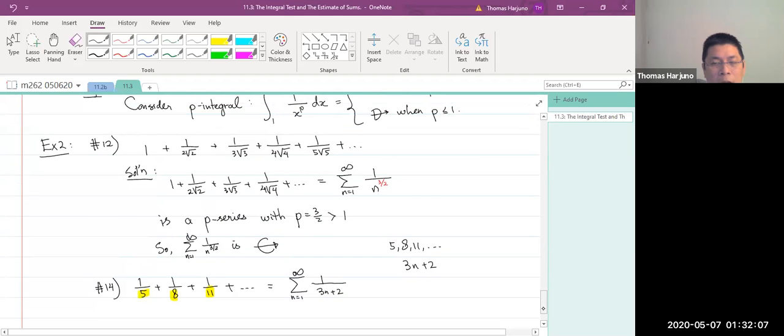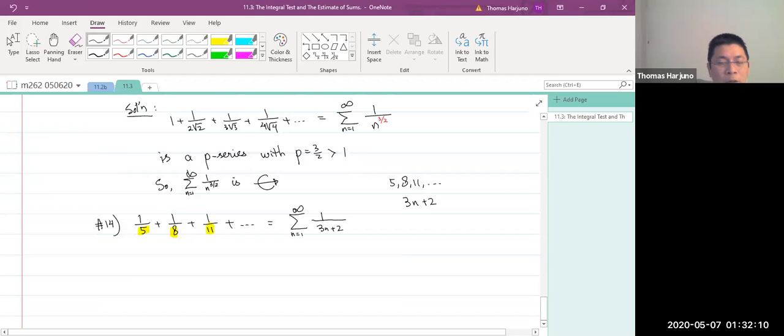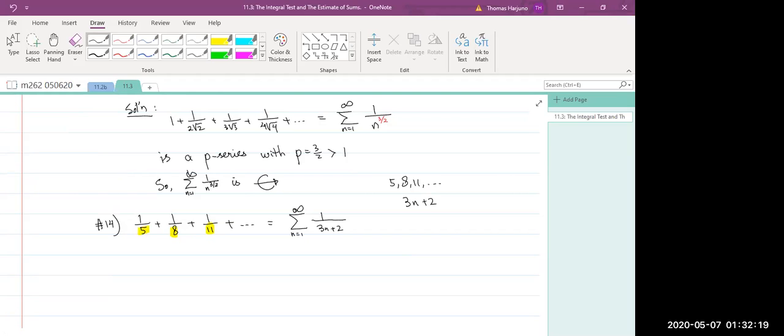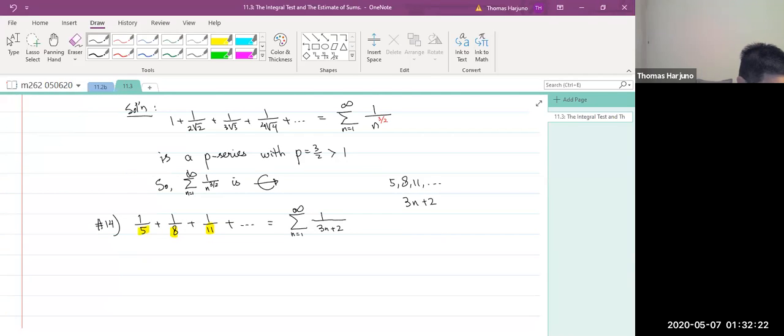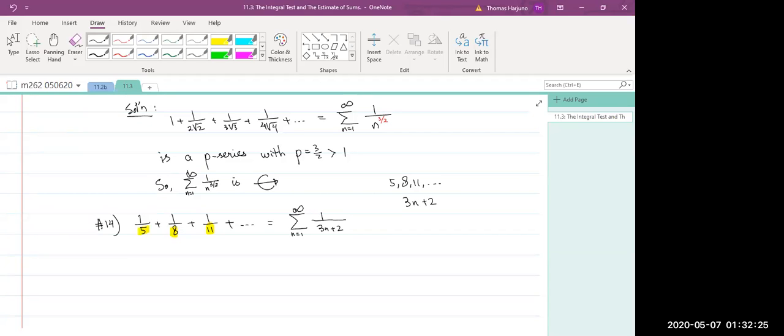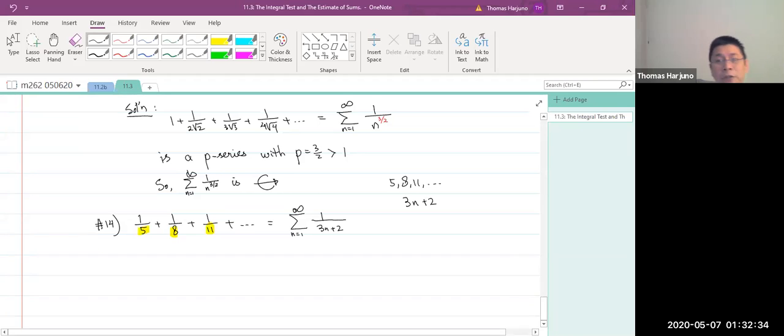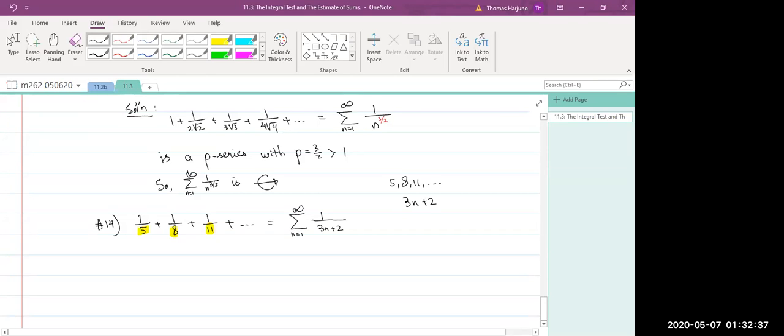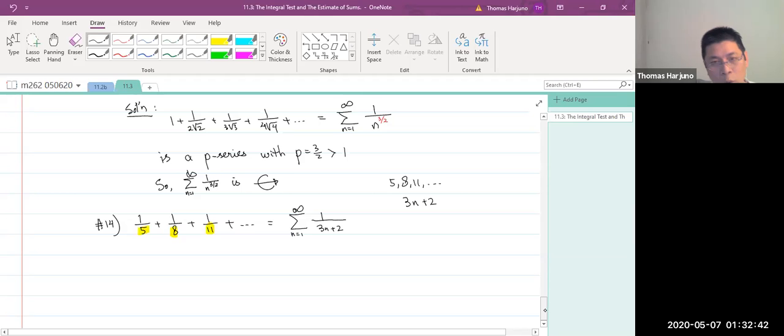Now, do you think this is convergent or divergent? You need to make that decision early. I'd say convergent. Let me think about it more. It's actually divergent. Consider n going to infinity: n goes to infinity, and 3n plus 2 also goes to infinity, but it's in the denominator.